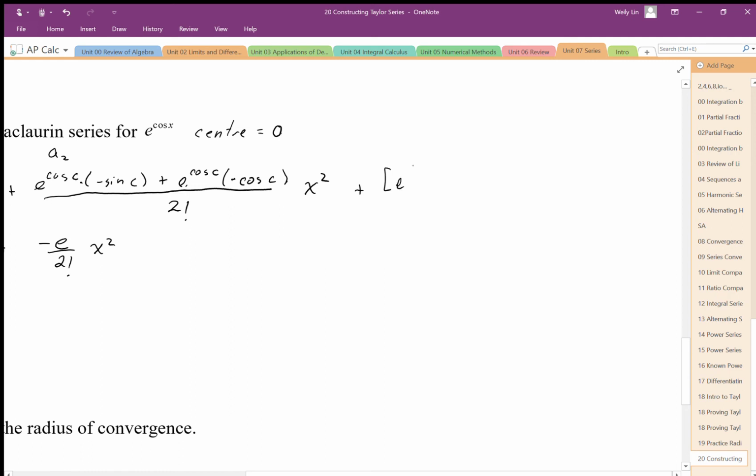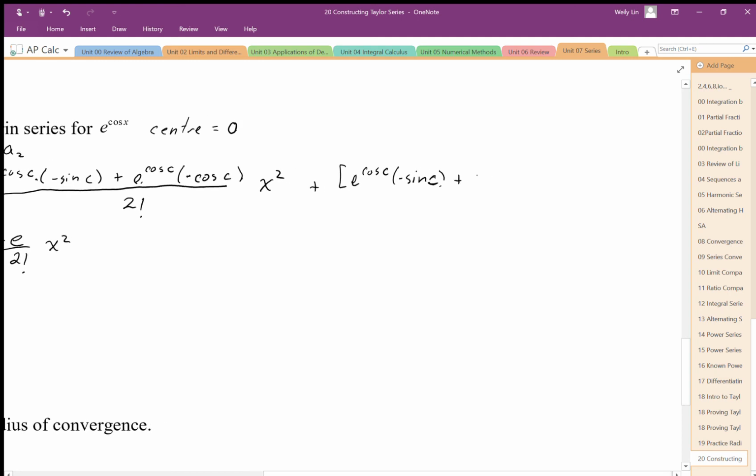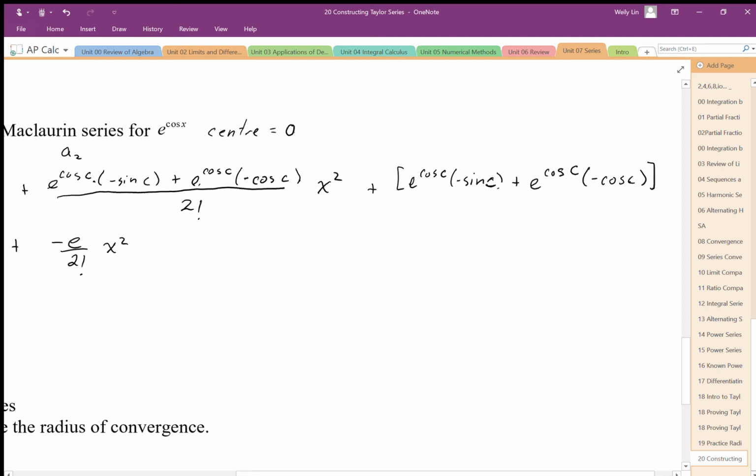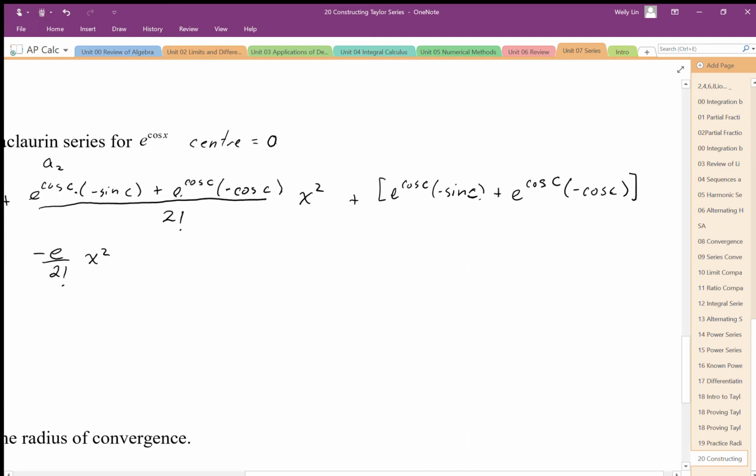So e to the cos c times negative sine c, plus e to the cos c times negative cos c. Okay, so that's the first part of the product rule. That's the first half of it, and I'm just going to highlight that. Okay, so I've applied the product rule to this portion here. It's going to end up being that. So now I'm going to do this portion here.